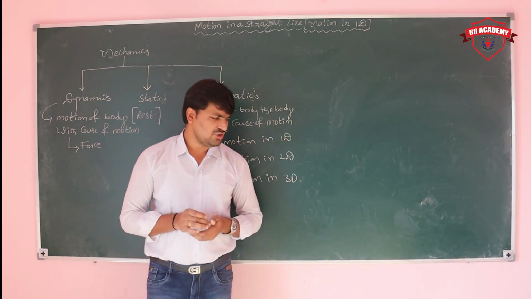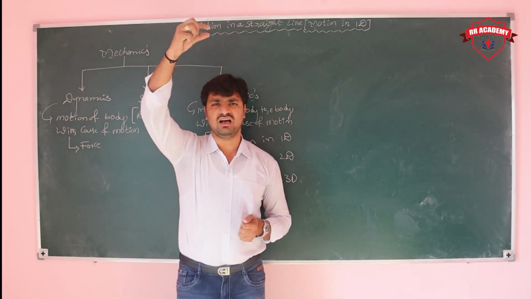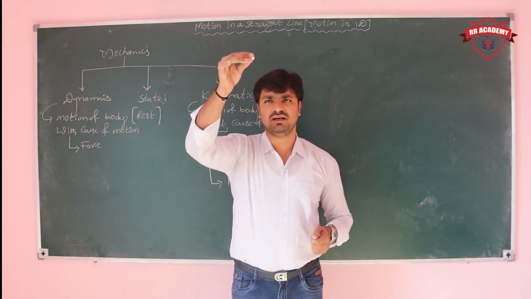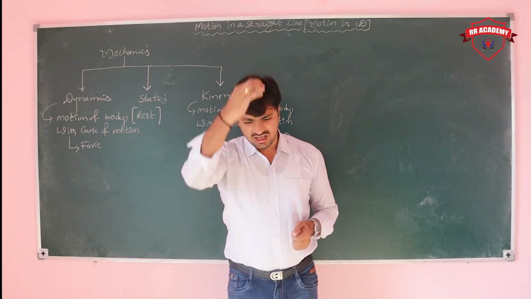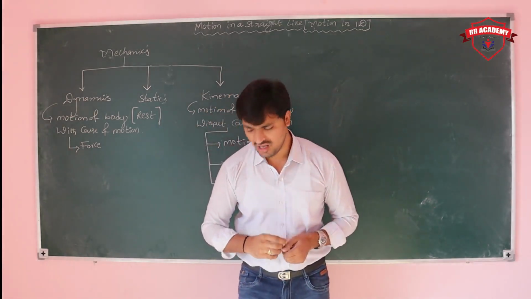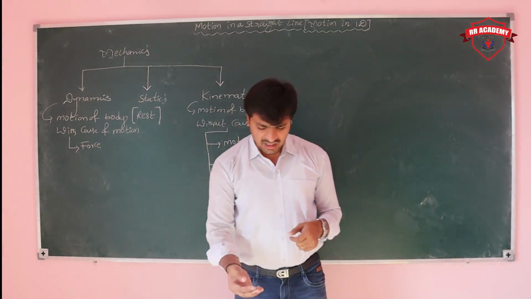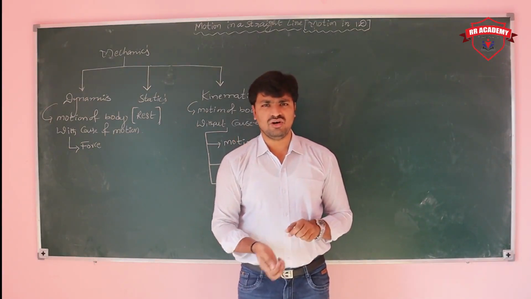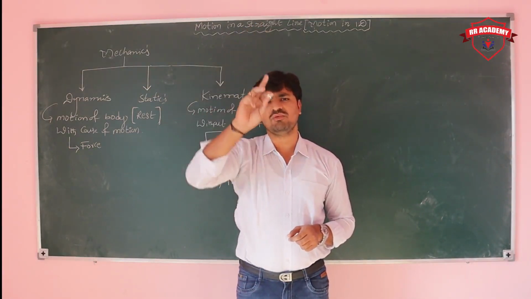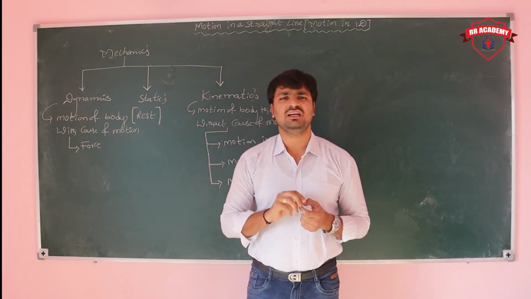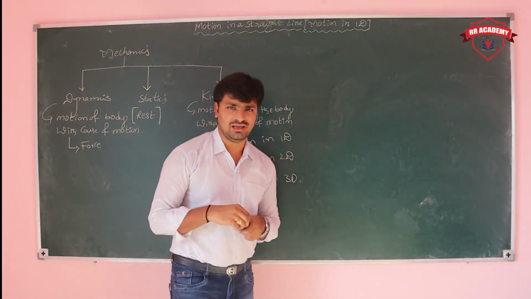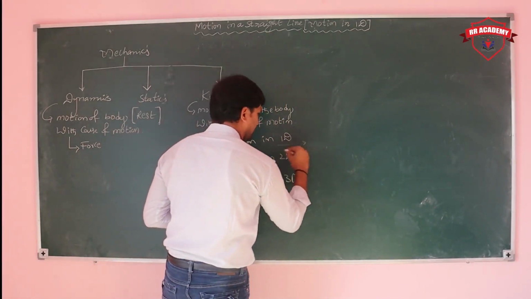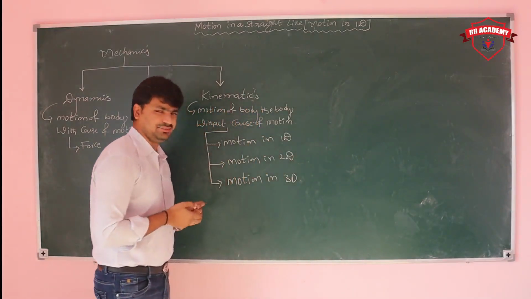Best example, if you are dropping a body from a particular height, that is a freely falling body. If I'm dropping this body from this height, what is the direction? The direction is vertically downwards. So that we can say is 1D. In case you are projecting the body upwards, which is going upwards, then again the body has one particular direction. That is also an example of 1D motion. And bodies moving in a straight line are also 1D.